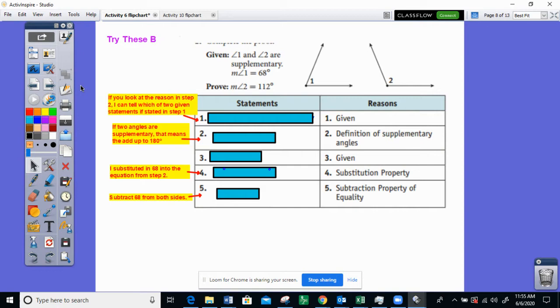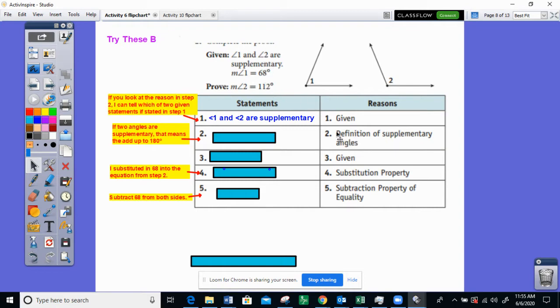Here's another fill-in-the-blank proof. This time we're putting in the statements, and they've given the reasons to us. Okay, easy money. You always start with the given information. Angle 1 and angle 2 are supplementary.